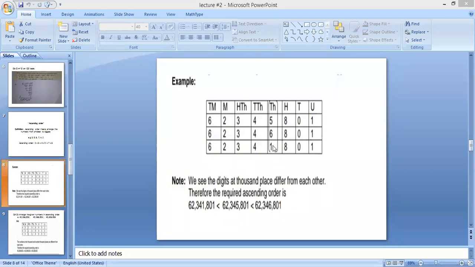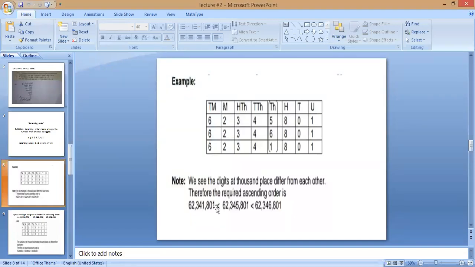Yes, this is the smallest one. 1 is the smallest one. So you will write this number first. You will write the third row first here, like 62,341,801. After this, you will put the less than sign. For ascending order, you will put this sign.